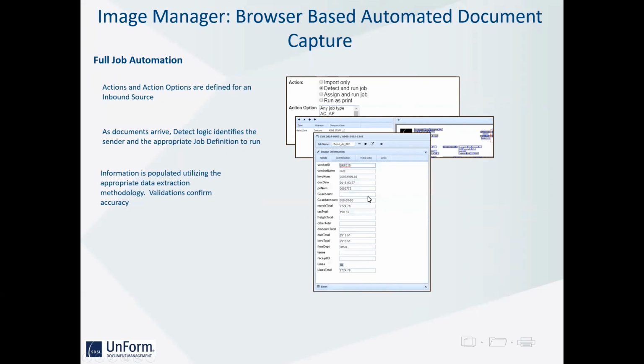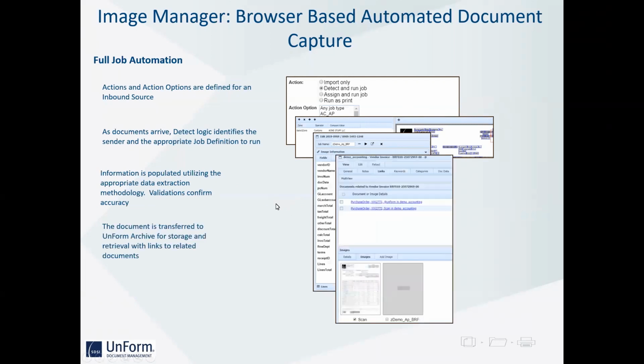So is it using PDF text to do this? Is it using ERP lookup capability? Whatever that is, it'll populate that information. It'll run validations to confirm that that data has been extracted accurately, and there's a variety of ways to use validations to do that.